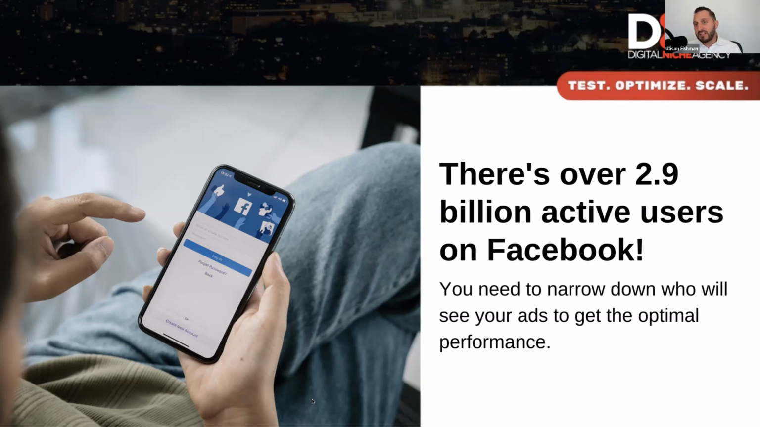Now, I get asked about Facebook quite a bit. Are investors really on Facebook? Is my audience on Facebook? Gen Z, they're not on Facebook. Who is on Facebook these days? There are over 2.9 billion active users on Facebook every month. You need to narrow down who will see your ads to get the optimal level of performance. The way I look at it is everyone's on Facebook, every type of person, that is.